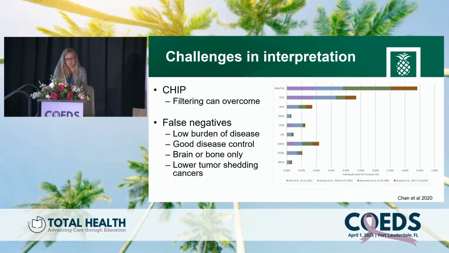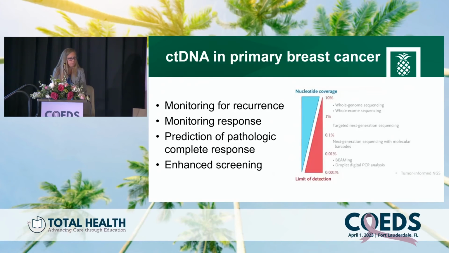And then false negatives are something that we deal with in ctDNA, particularly if the patient's responding well to treatment, they may not be shedding much circulating tumor DNA. So really the best time to do this is when the patient is progressing. If they have a low burden of disease overall, if their disease is confined to the brain or the bones, you may not see circulating tumor DNA, and those are the lower tumor shedding cancers that we were discussing.